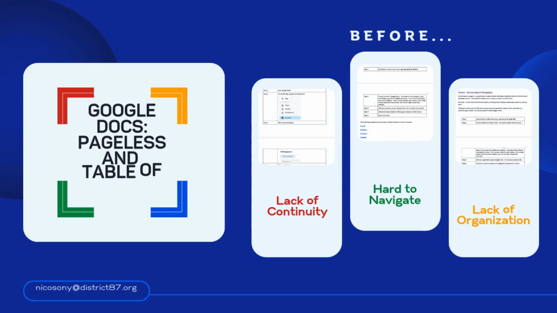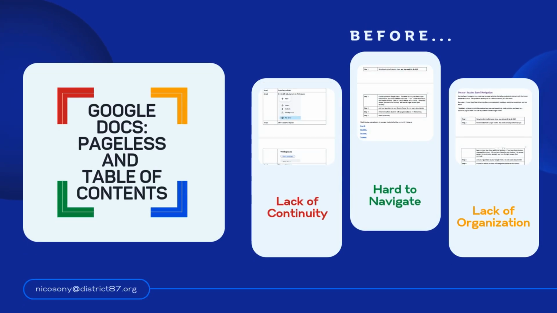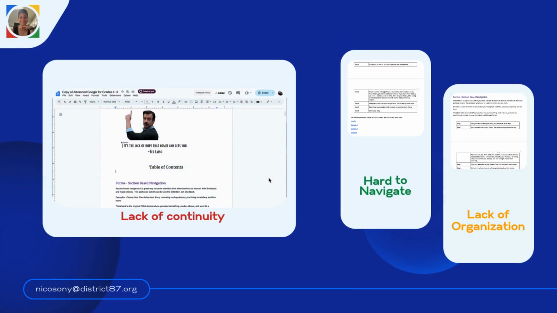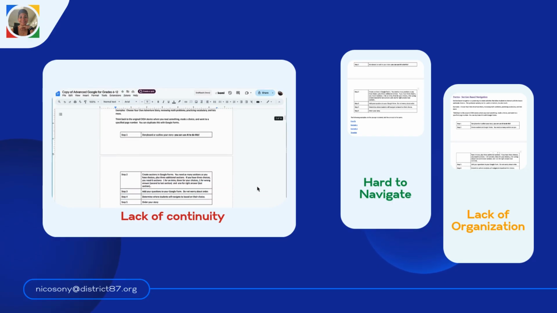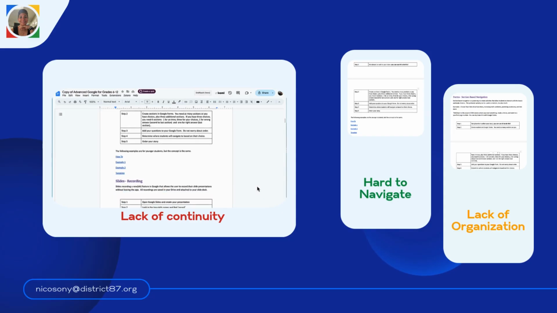In this quick tutorial, we're going to talk about Google Docs, specifically going pageless and including a table of contents. I don't know about you guys, but I have had access to Google Docs that lacked continuity, are hard to navigate, and lack organization. I might be in a meeting and somebody might say, go ahead and go to page 3, paragraph 2, and I'm scrolling through this information trying to find exactly what they're talking about.